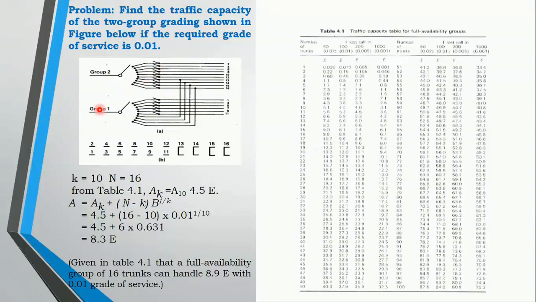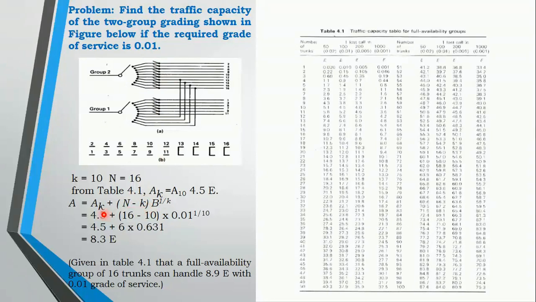So here the group is given and the number of trunks you can just observe in the diagram. The availability is equal to 10. That means this is the availability, how many available networks we have, and the number of trunks, so it is named 16. The formula is known to you. A is equal to Ak plus n minus k B to the power of 1 by k. B is given in your problem. B is equal to 0.01. n is known to you, k is known to you.